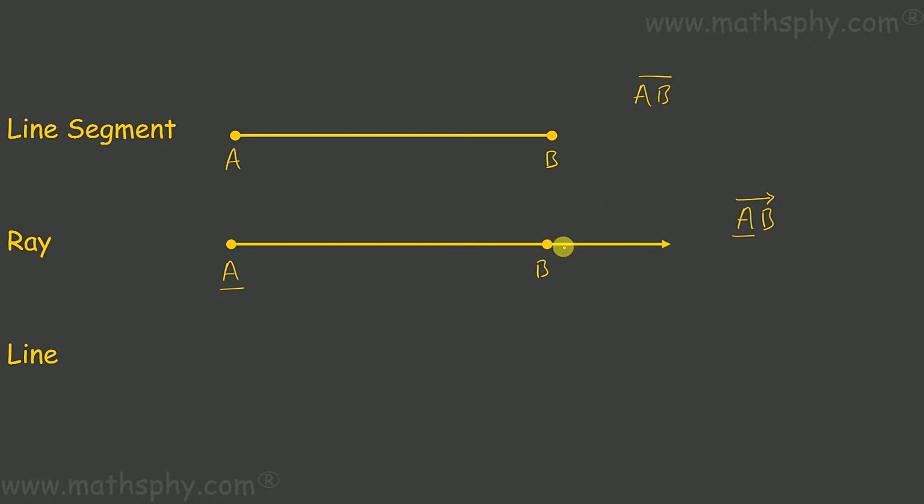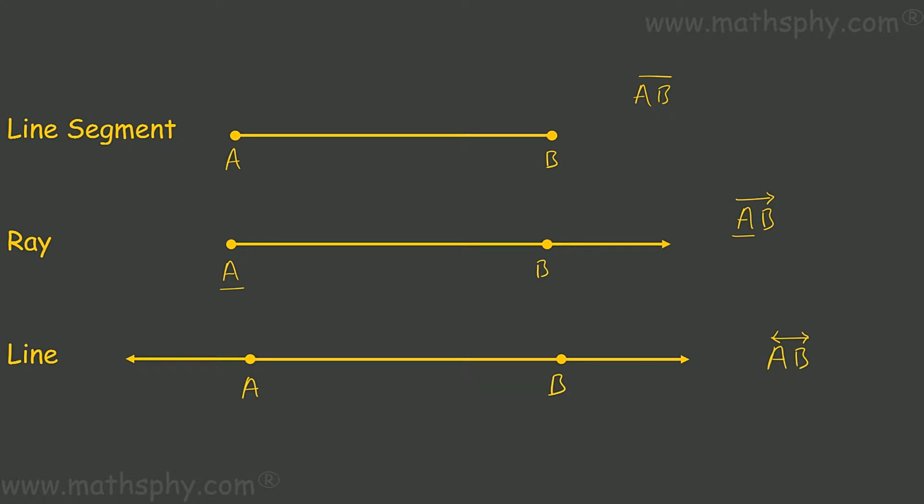Now, in place of going into one direction, if this line segment goes into both the directions, this is going this direction, this is going this direction. When a line segment extends into both the directions infinitely, we call it a line. We write it like this, A, B. It extends into both the directions.